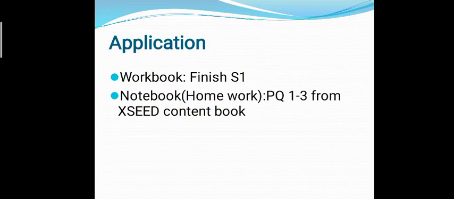Now it is time for homework. Finish your S1 on the basis of today's explanation and complete practice questions 1 to 3 from your exit content book.